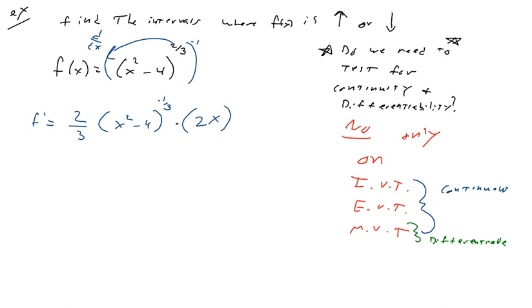Cleaning this up a little bit, the negative 1/3 is going to go to the denominator. 2 times 2 is going to be a 4x on the top, over 3 times x squared minus 4 to the 1/3 power. And I want to set this equal to 0.